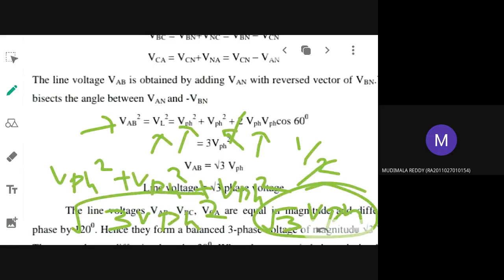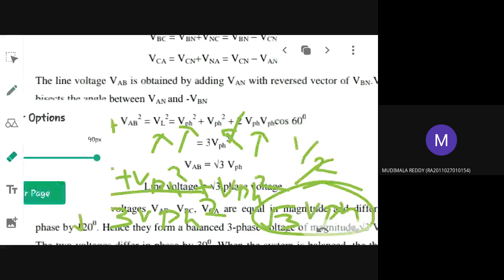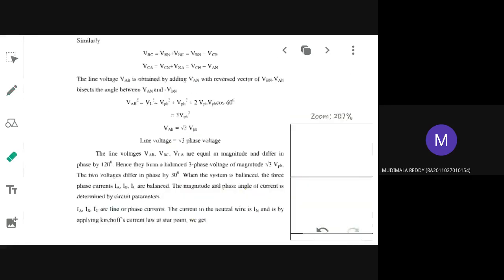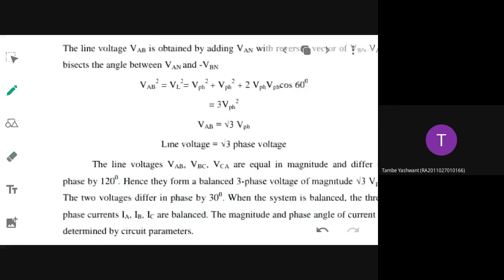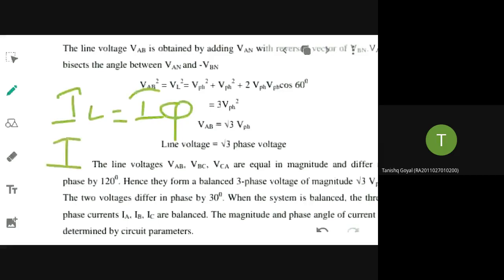Star connection. So now, to finally summarize, what are the relationships between line voltage, phase voltage, line current, and phase current? What is the final relationship? Ma'am, line voltage is equal to root 3 times V phase, and IL is equal to I phase.